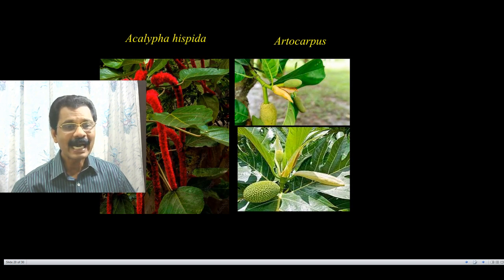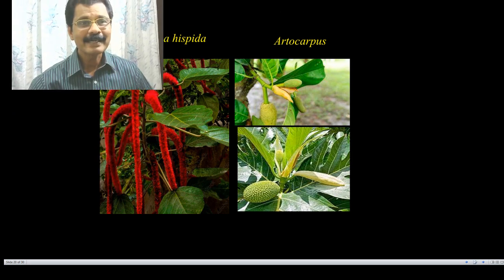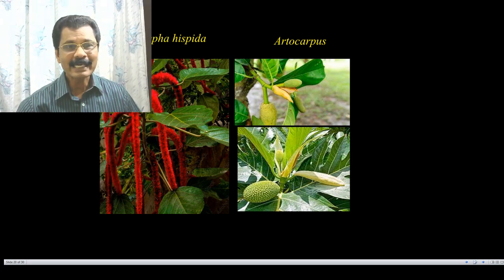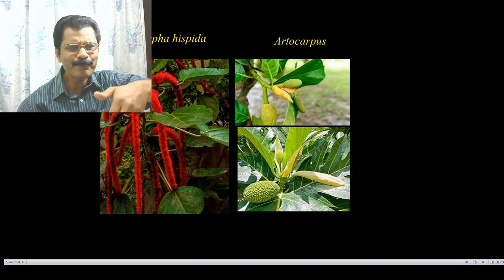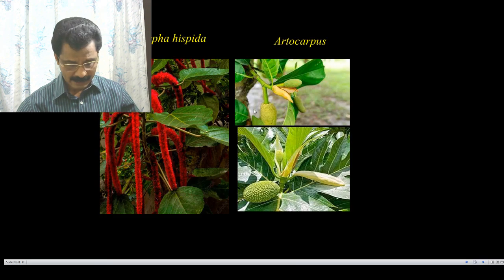This is Acalypha hispida, then Artocarpus. Here they are the pendant spike, that is called catkin. Pendant spike is called catkin.